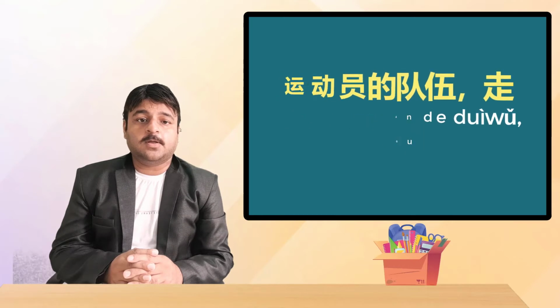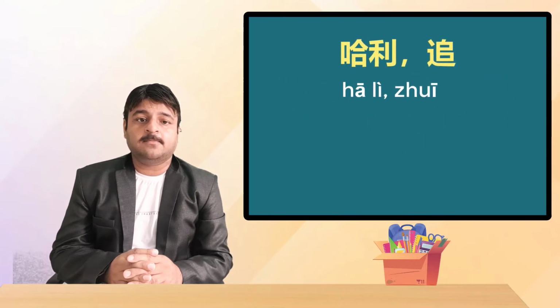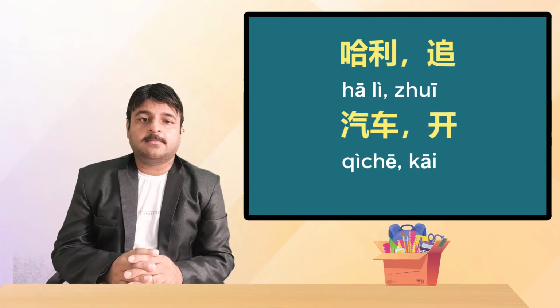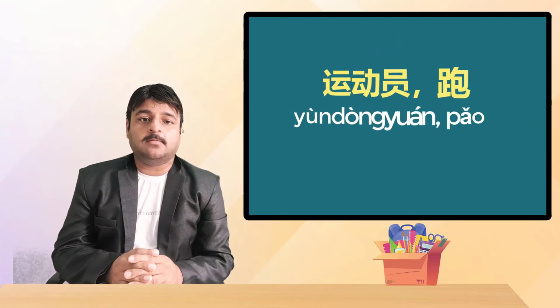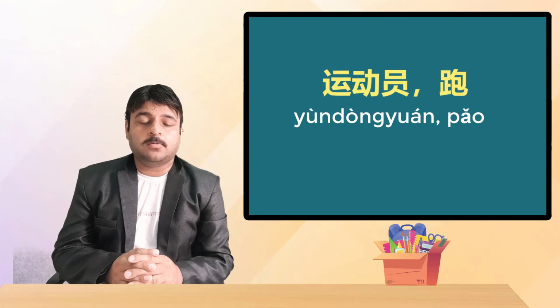Moving on to the next word in the box to make replacement. Hali, that is a name. Zhui, to follow. Moving on to the third word. Qi che, car. Kai, to run or start. Yun dong yuan, sportsman. Pao, to run. Replace these words in the above sentence and make new sentences.